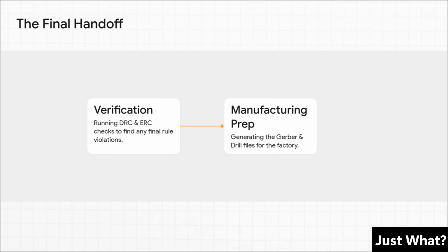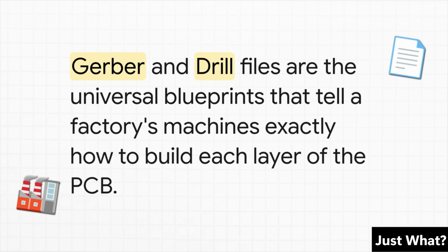So the engineer runs the DRC, along with a few other electrical checks. Once it comes back with zero errors, the design is good to go. The final step is to export the design into a set of standard files that the factory's machines can understand. And these standard files are called Gerber and drill files. You can think of them as the universal language of PCB manufacturing. The Gerber files describe each and every layer of copper, the solder mask, the text on the board, everything. And the drill file, well, that tells the machines exactly where to drill every single hole.